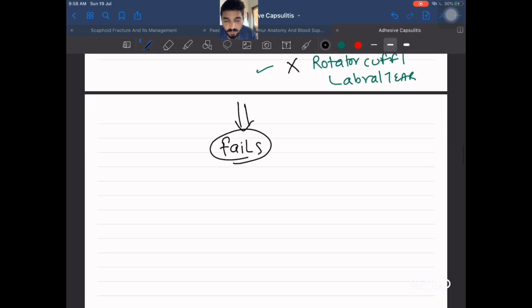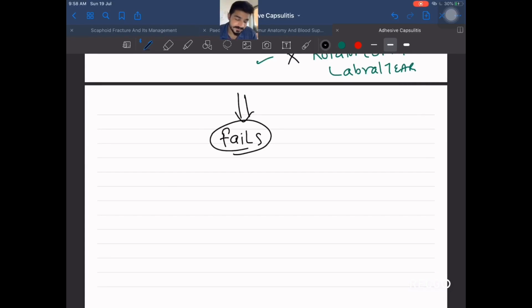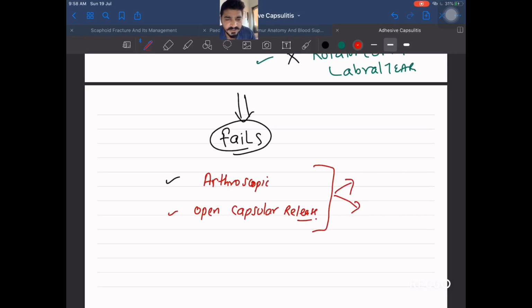When this MUA also fails, and the whole conservative therapy has failed, then we have the option of arthroscopic release and open capsular release. And in these releases, we go for the subcapsular adhesion release, the intracapsular adhesion release, and the subacromial adhesion release.